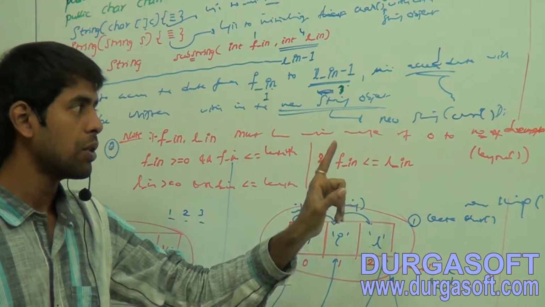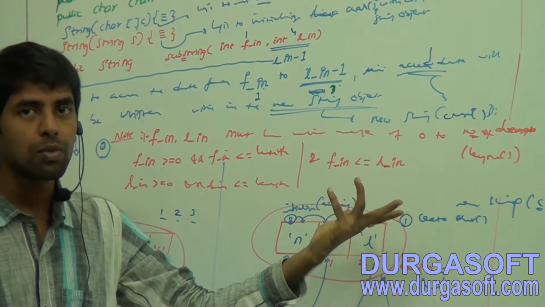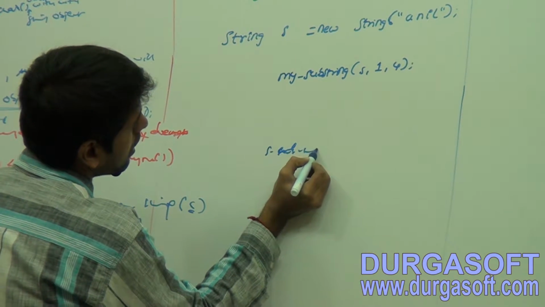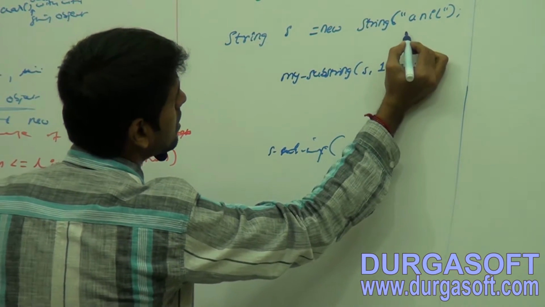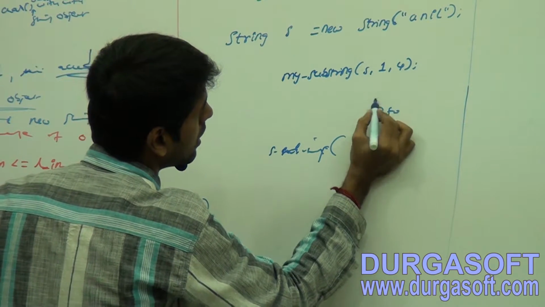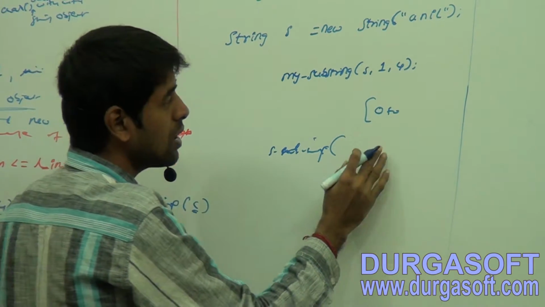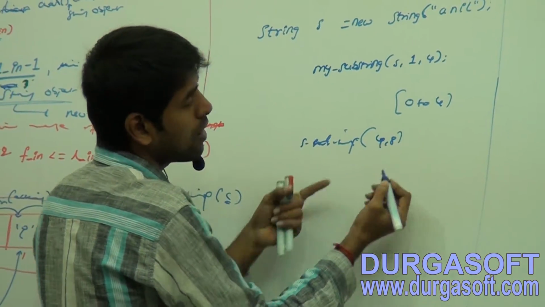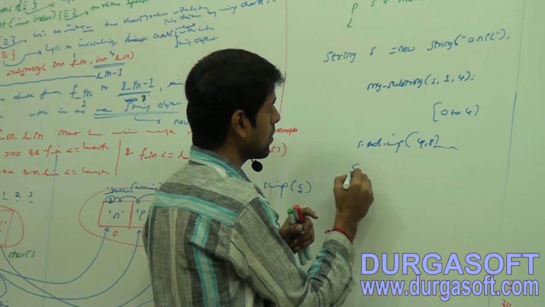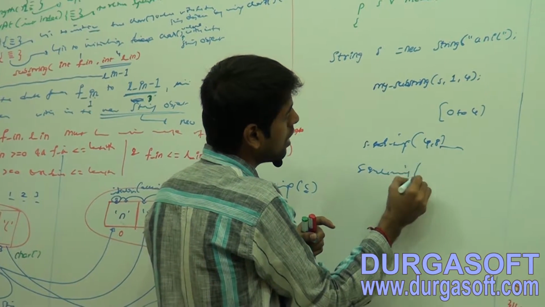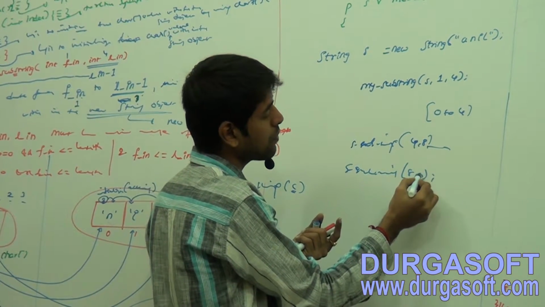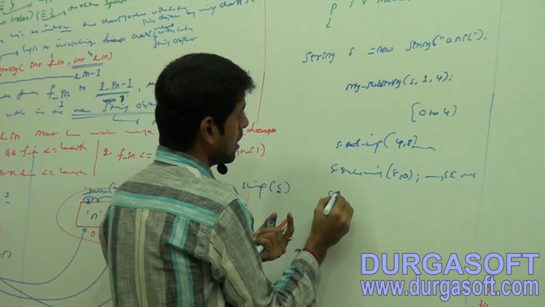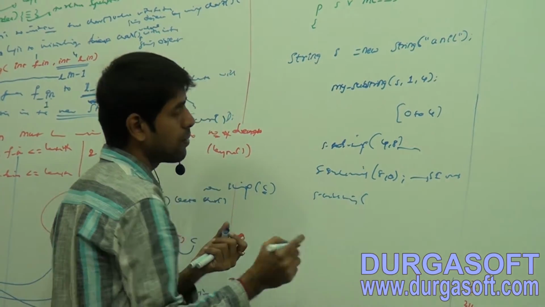Yes, I have even shown the proof to you. What is that proof? If I take s dot substring of something, what is the range? 0 to the length value. What is the length value here? 4. If I use 4 comma 8, invalid, runtime exception. If I use s dot substring of 8 comma 4, or 8 comma 0, exception, string index out of bounds exception.